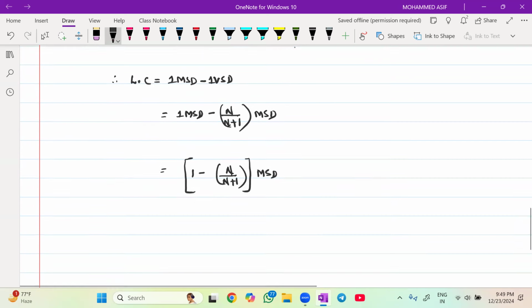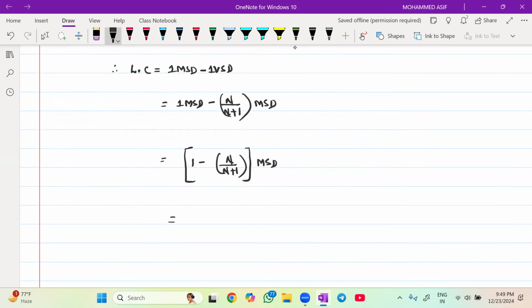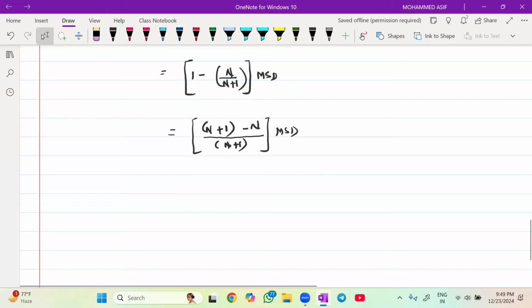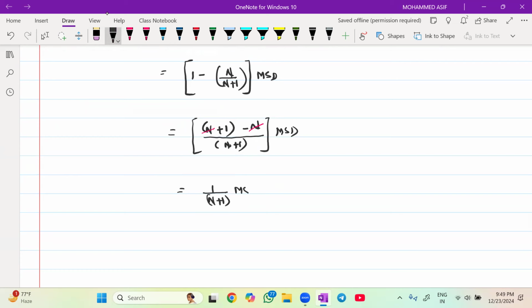Now do the calculation. The LCM here is N plus 1. So obviously it should be N plus 1, isn't it, minus N. This will be your MSD. Now tell me, is anything getting cancelled here? Anyone? N plus 1 minus N will get cancelled. So what does the answer come out to? This value will be equal to 1 divided by N plus 1 main scale division.